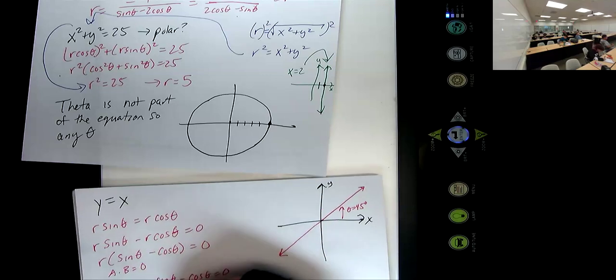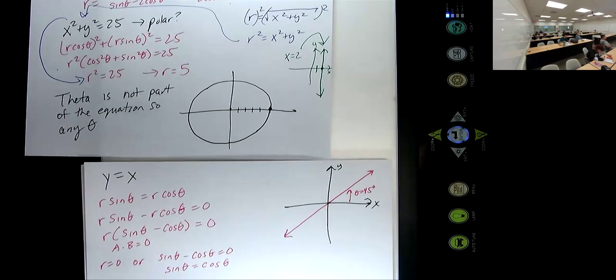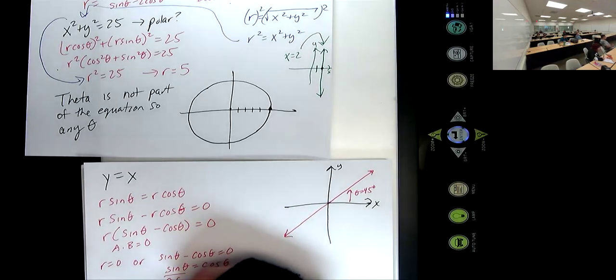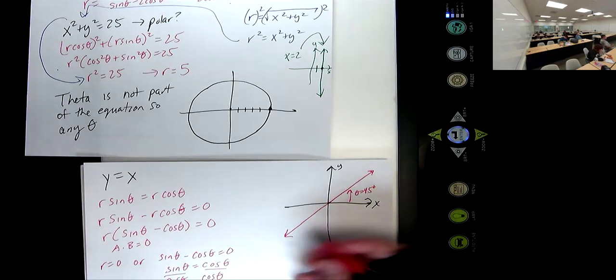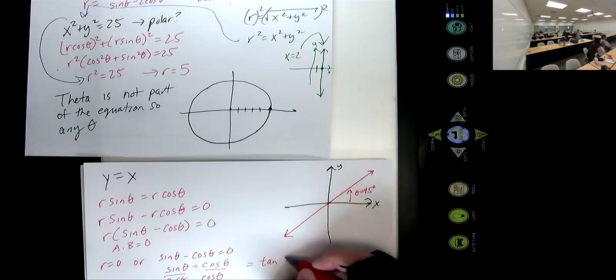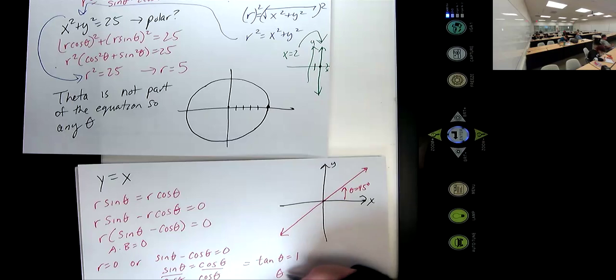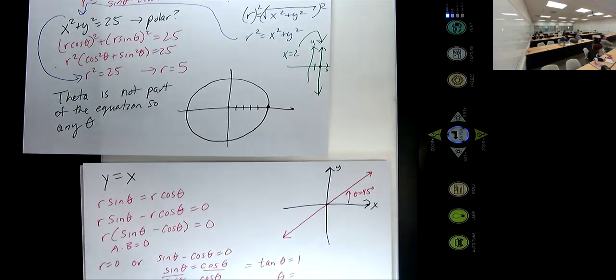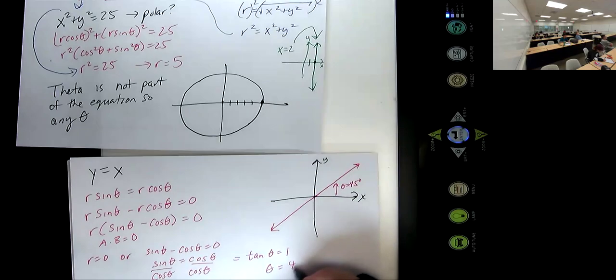Well, this one, I'll move the cosine theta back over, I'll add it to both sides. I divide both sides by cosine theta. You get tangent theta equals 1. And what angle does tangent theta equal 1 at? 45 degrees, or pi over 4.